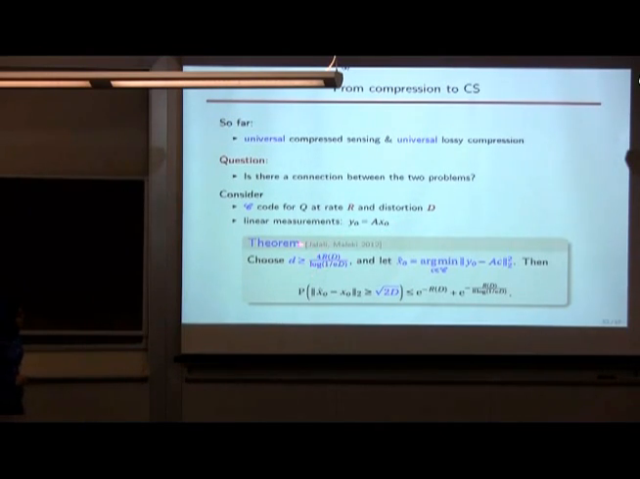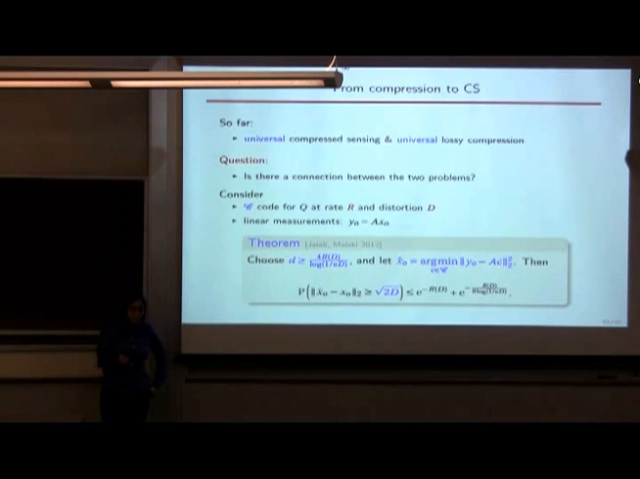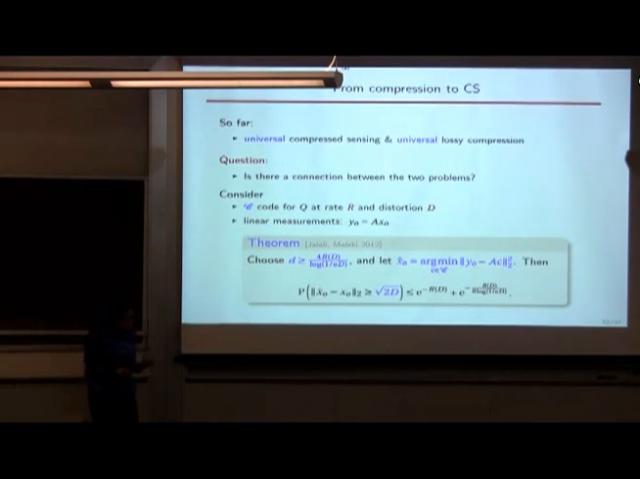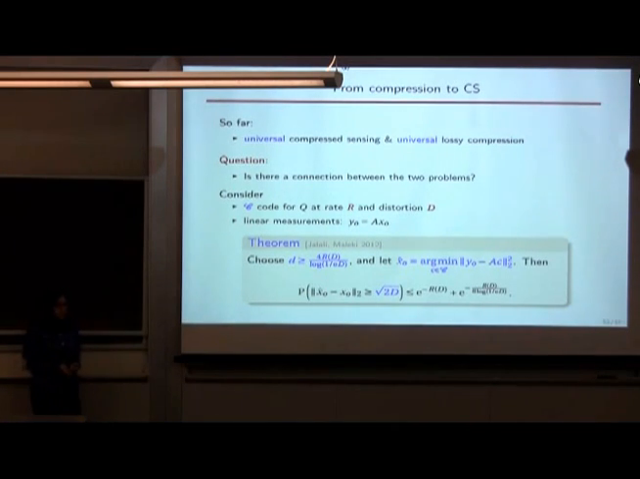If you take this many measurements, which is a function of the rate distortion function, basically R over log of D, and you take the reconstruction in this form, look at the code words of this code and find the one that best matches your measurements. Then the probability that your error exceeds this value, which again depends on distortion, is exponentially small. So at least in principle, we can use data compression schemes for compressed sensing algorithms.